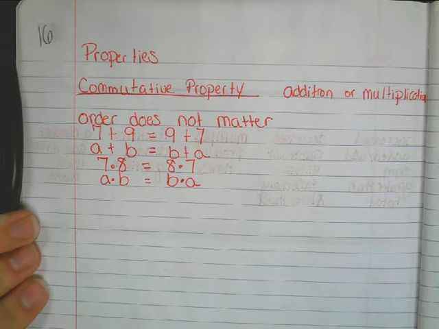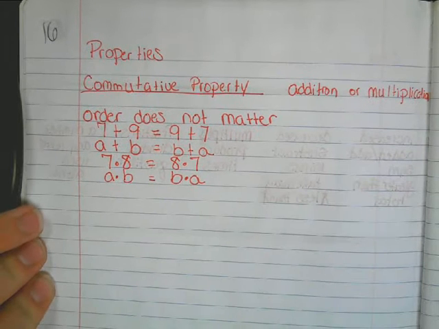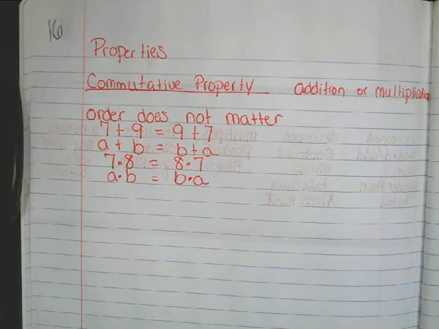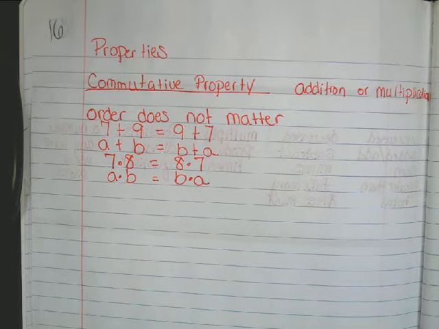Notice we're not talking about subtraction or division, because if I was to take 9 minus 7 and 7 minus 9, am I going to get the same answer? No. Because 9 minus 7 would give me what? 2. So what's 7 minus 9? It's not 2, right? It's a negative 2.